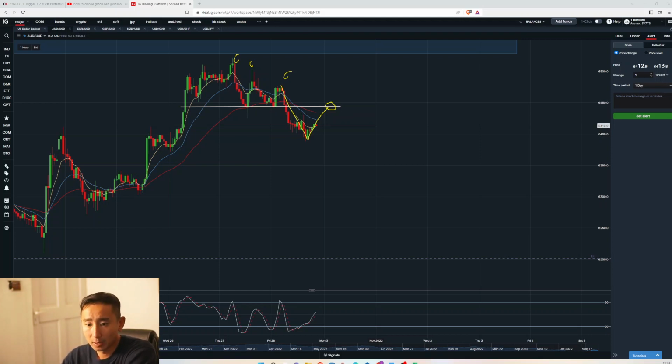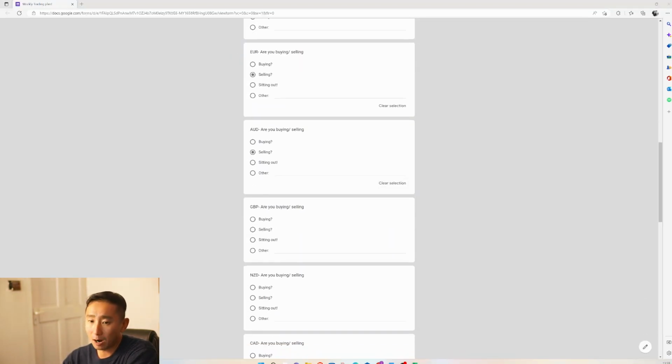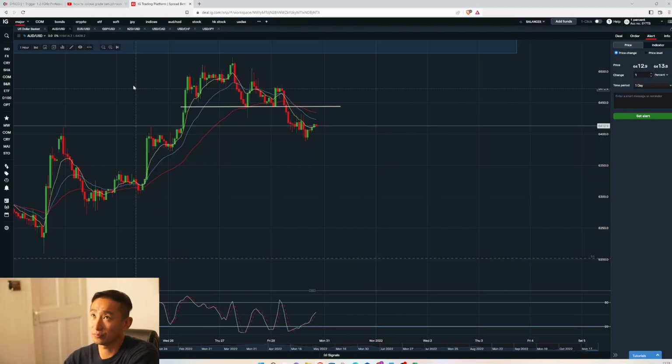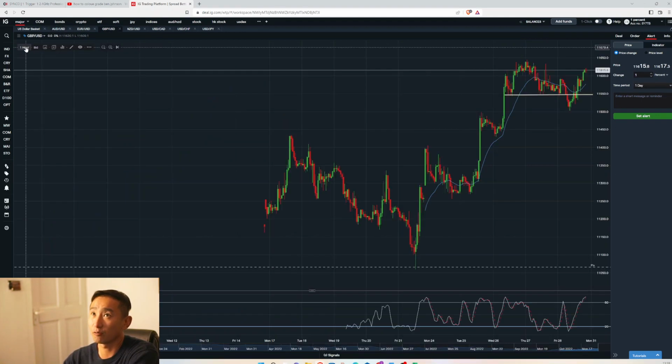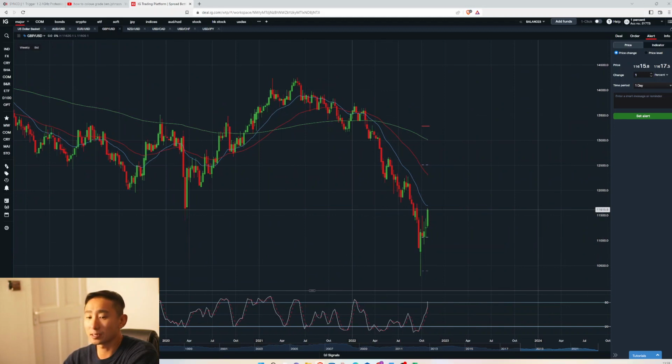All right, moving on to the next pair on the list, which is pound. Pound is an interesting one. Fundamentally we have a new prime minister. Does it change the picture of pound? Let's go to weekly first. Weekly, clear as day, we can see a downtrend. That's a downtrend anyway, so I want to sell.